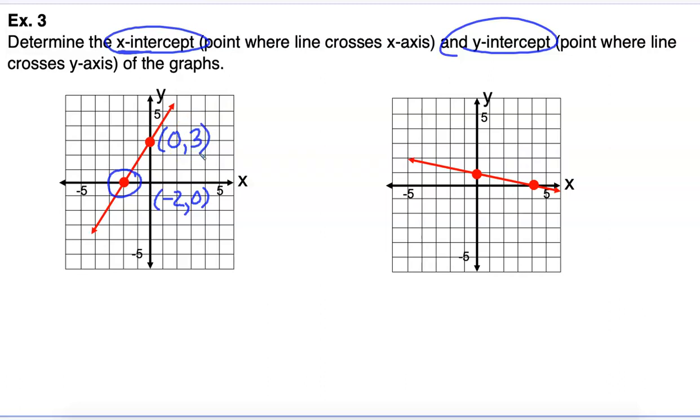On our second line, the x-intercept right here would be (4, 0), so it's hitting the x-axis at 4. And the y-intercept would be (0, 1), because it's hitting the y-axis at 1.